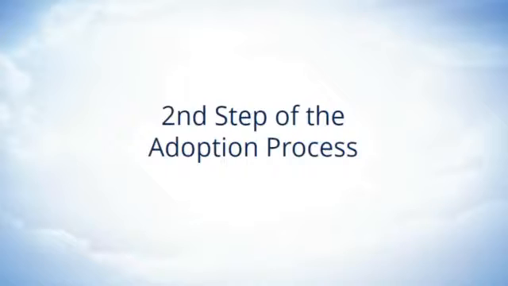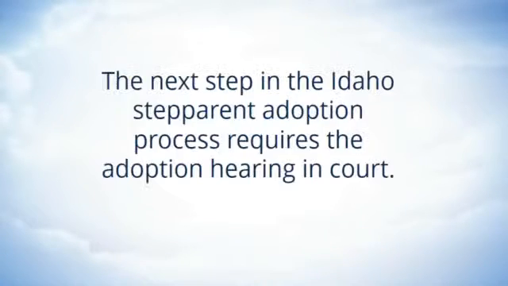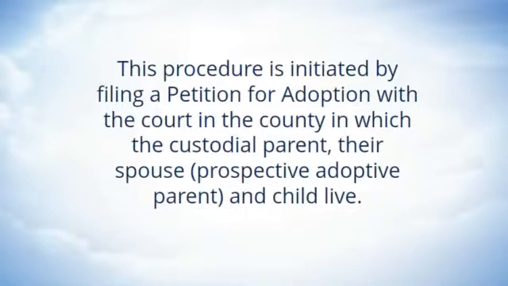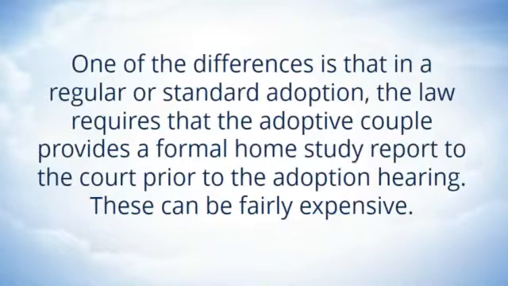Now for the second step of the adoption process. The next step involves the adoption hearing with the judge in court. This procedure is initiated by filing a petition for adoption with the court in the county in which the custodial parent, their spouse, who is the prospective adoptive parent, and the child live. One of the differences is that in a regular or standard adoption, the law requires that the adoptive couple provide a formal home study report.